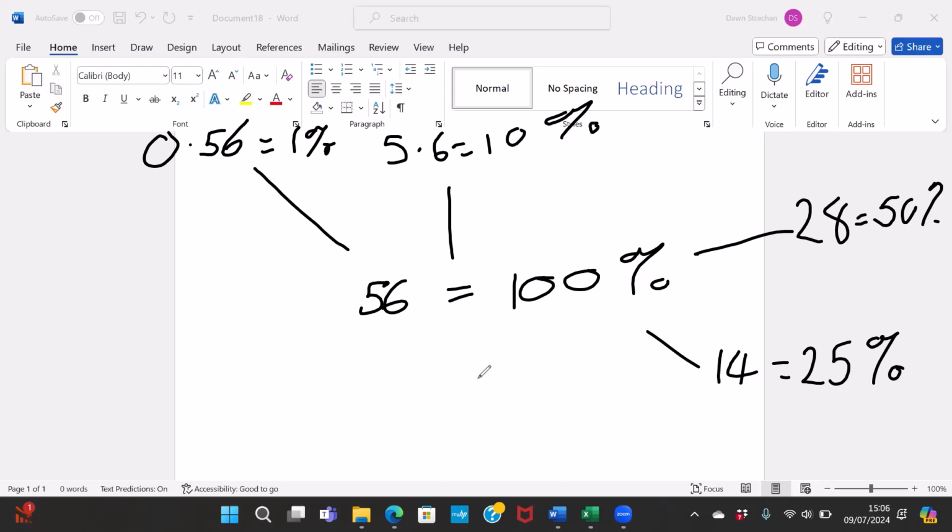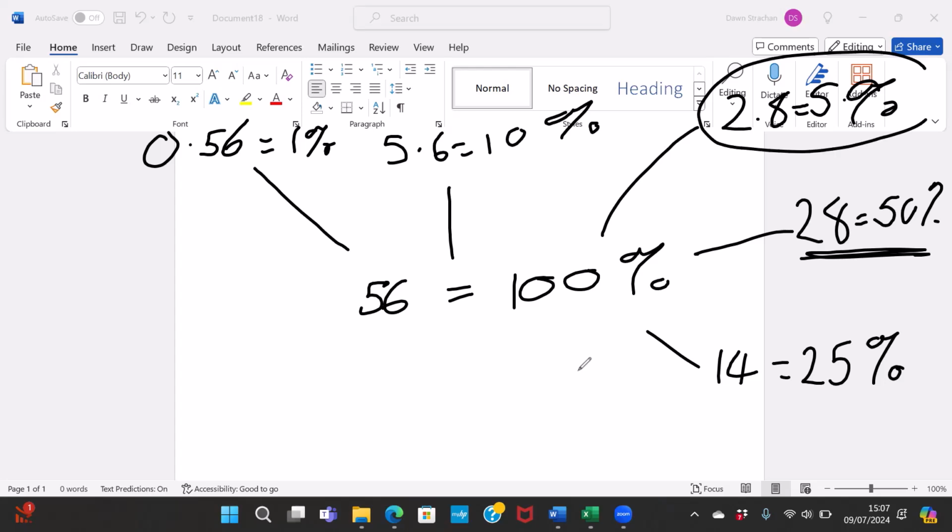Okay, so it's all about manipulating the information you've already got. Have a look to see what you've got and then use that to work out the next bit. So say I was asked, let's say 16%. Oh, that sounds hard, but actually I've got 28 equals 50%, which means 5% is going to be 10 times smaller. So that's going to be 2.8. So 2.8 equals 5%.